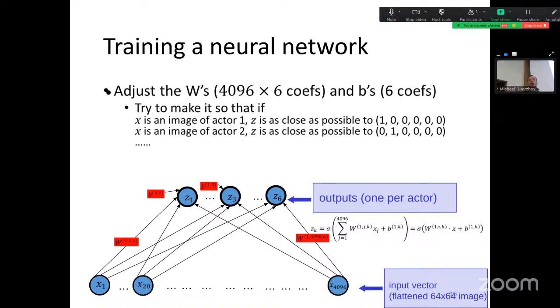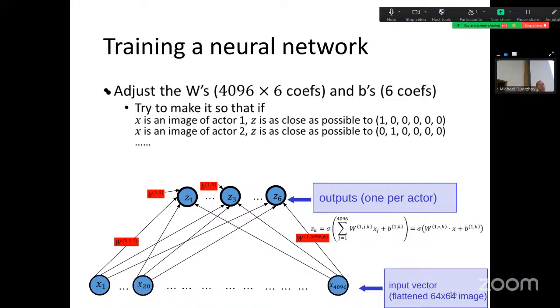So the difference is that the goal for the Hopfield network, if you remember, was to store what we called memories. Here, we have this network which really represents a formula, and we want this formula to actually compute the output that we want, right? So on the images for which we know the answer, whether it's person 1, person 2, person 3, person 4, we want to find the W's and the B's such that usually if you input a picture of person 1 into the X, you get a high Z1 and low Z2, Z3, and so on.